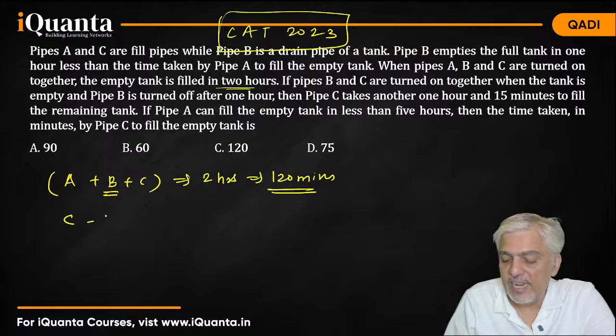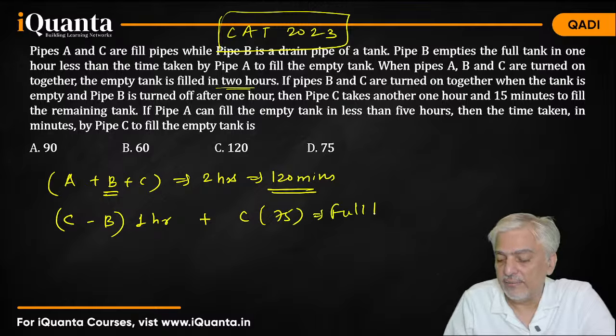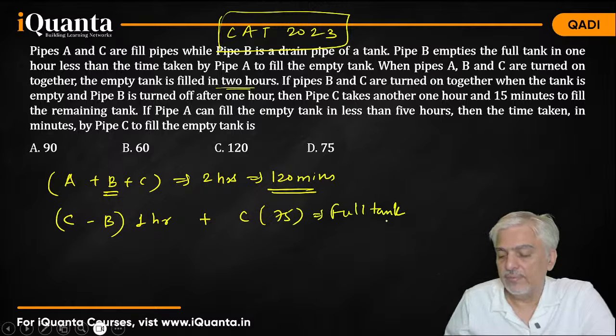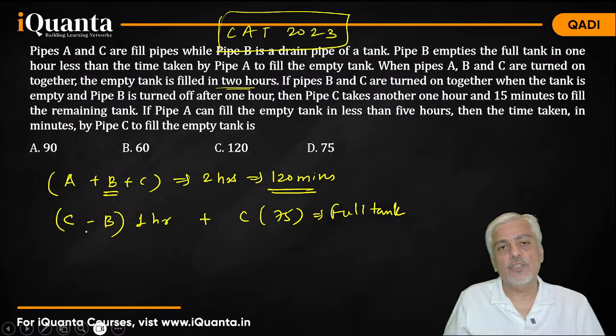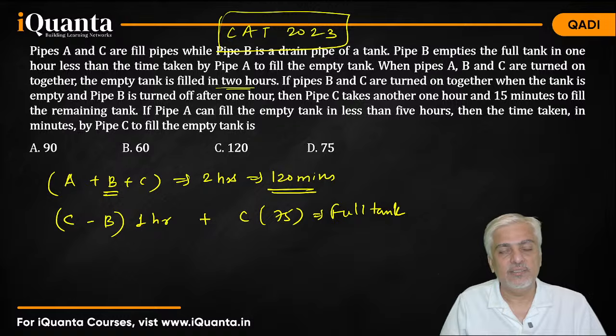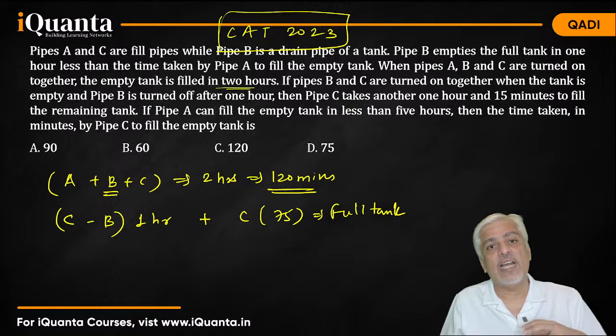First, C and B for 1 hour. Then C again for 75 minutes can fill the full tank. Now tell me, when C is in a tank, do you agree you can't have negative work? You can't have negative work inside the tank. Means you can't say after 1 hour there was negative water. Either there will be 0 water or there will be some water.